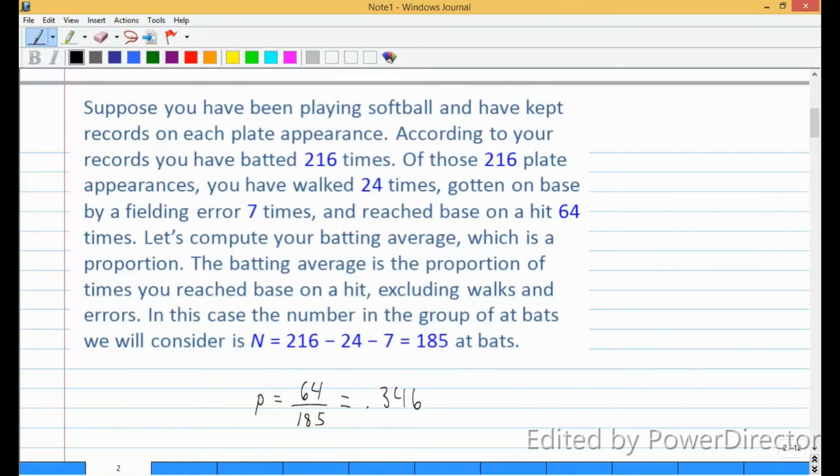So proportions are pretty easy. It's part over total in some way, and then if the problem does ask, change it to a percentage. Not a percentage, but a decimal, or leave it as a fraction, depending on what the problem asks for. And that finishes up chapter 4.